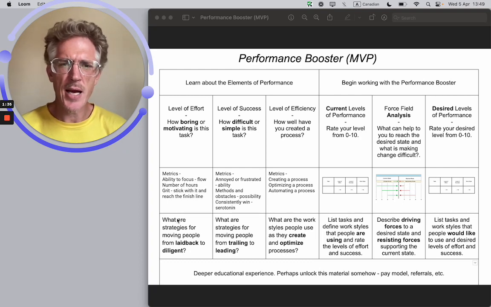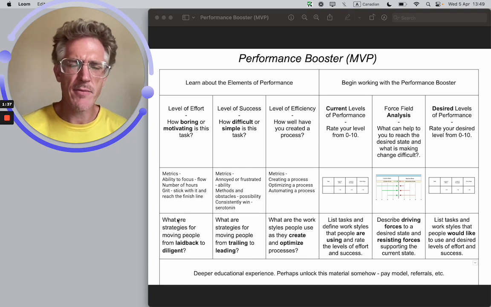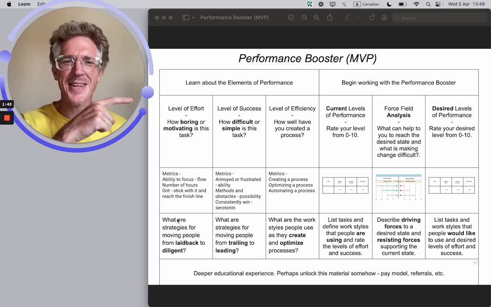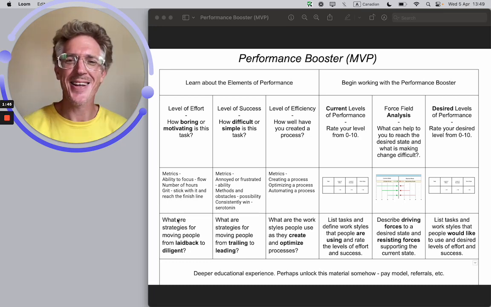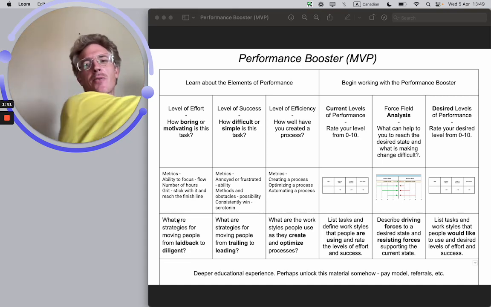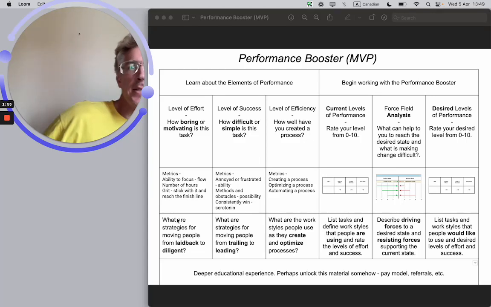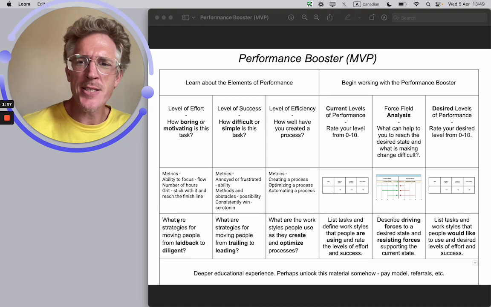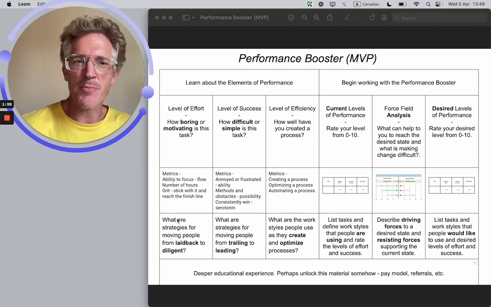On the left-hand side, you can see things like level of effort, level of success, and level of efficiency. On the right-hand side, which I cannot reach, are the current levels of performance, the force field analysis, and the desired levels of performance.